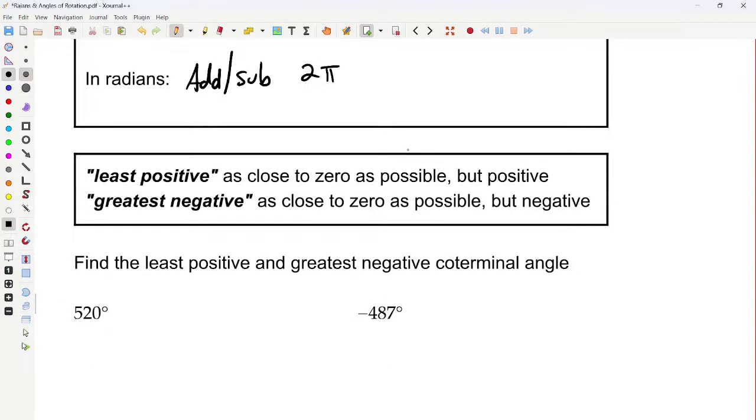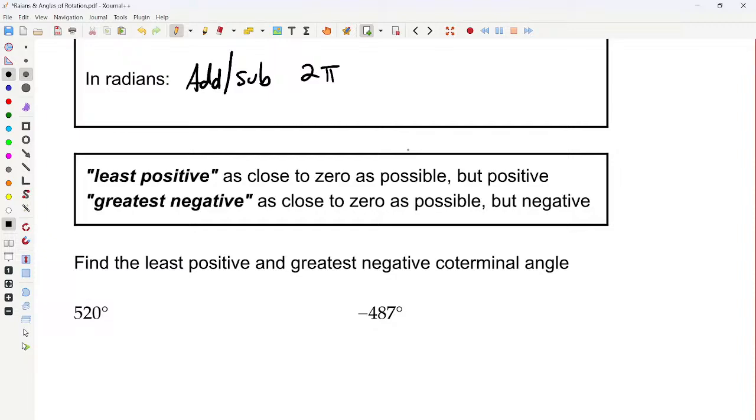I just recently added this into my notes. Least positive and greatest negative. They are weird words, but let's just break it up this way. Positive means positive, bigger than 0. So I want to be positive, but as small as possible. So we call that least positive. Negative means this side of 0.